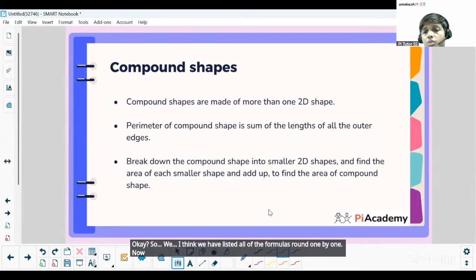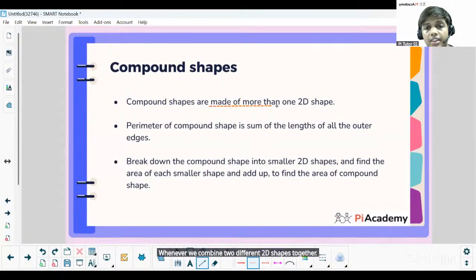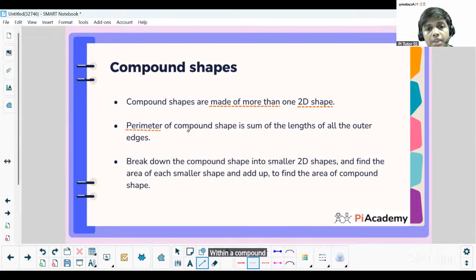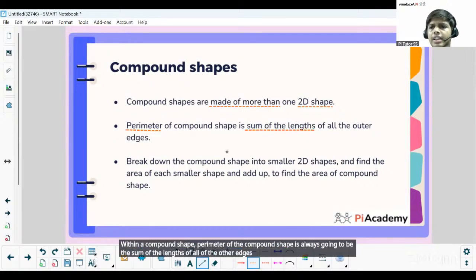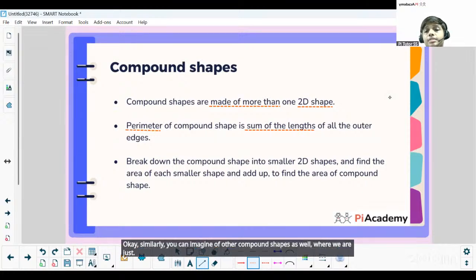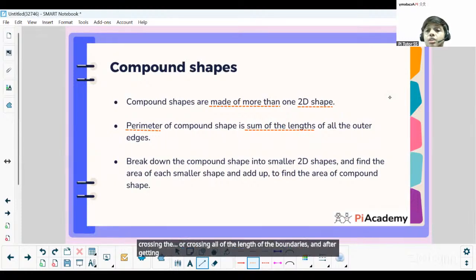Now let us quickly move on to the compound shape and learn about it as well. Whenever we combine two different 2D shapes together into one particular shape, we call it a compound shape. Within a compound shape, the perimeter is always going to be the sum of the lengths of all of the edges, as we have already seen in the case of the cricket field. Similarly, you can imagine other compound shapes, where we cross all of the lengths of the boundaries, and after getting the sum, the total length of the boundary is going to be called your perimeter.